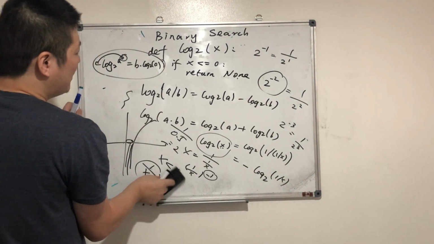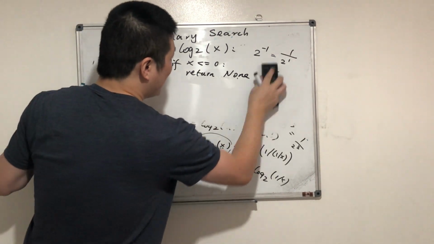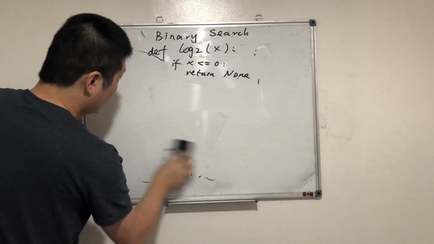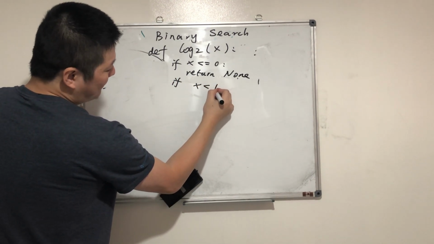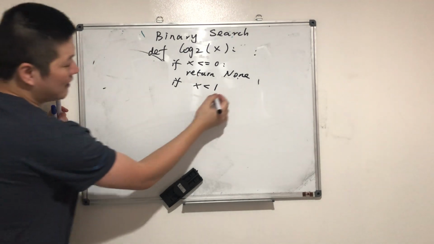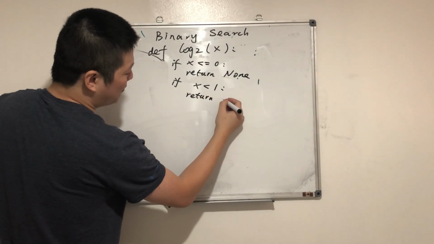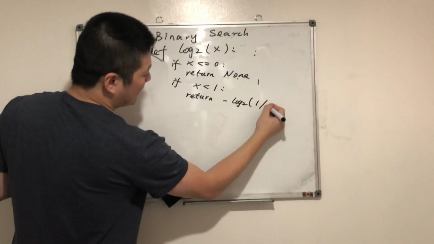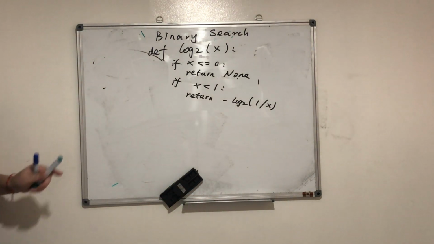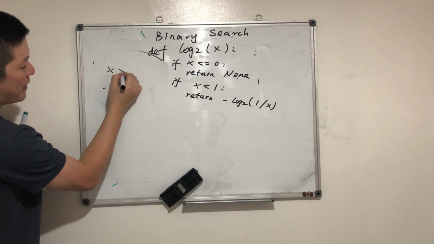Okay, so now, I just wrote too much here. But so if x is smaller than 1, return the formula we just said, minus log 2, 1 divided by x, right? Now we just need to focus on the case when x is bigger than 1, right?